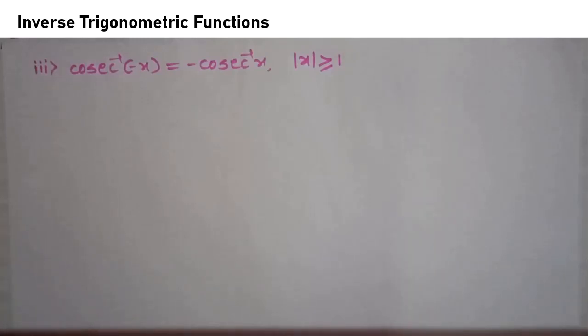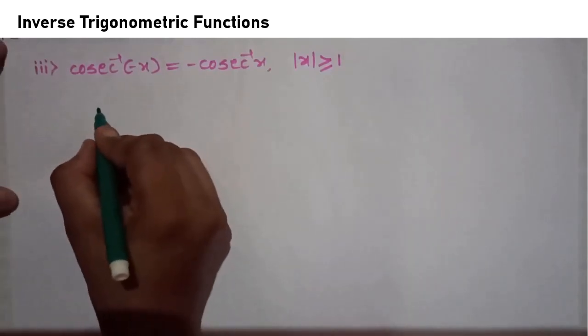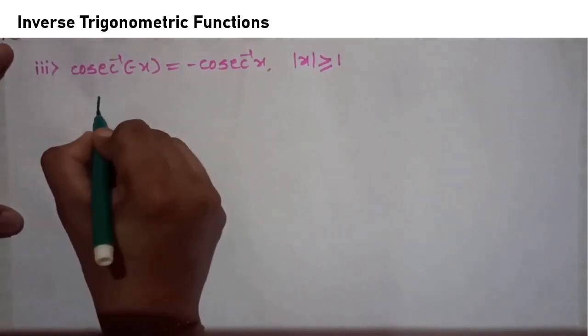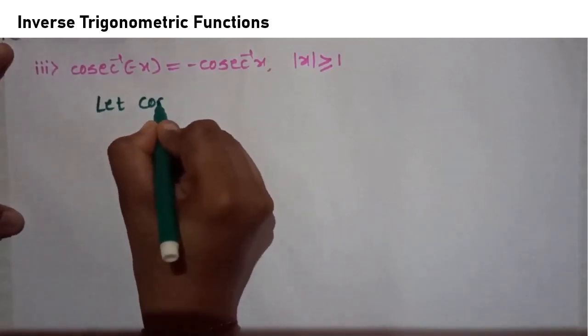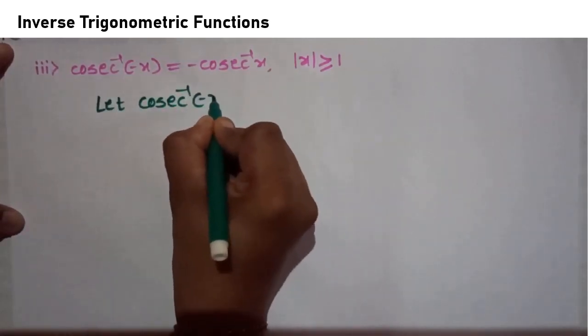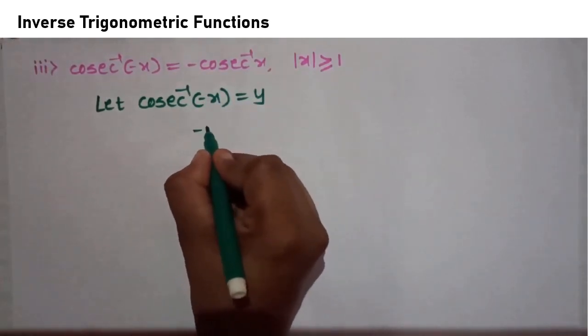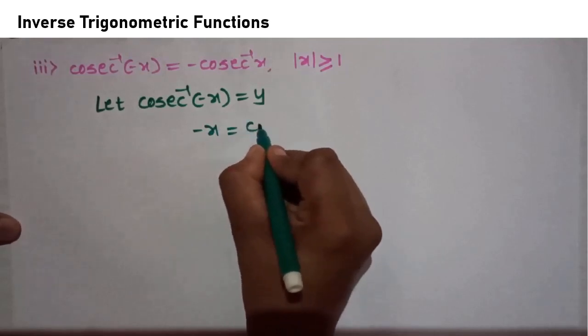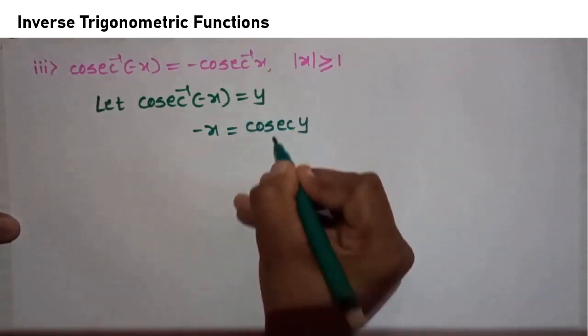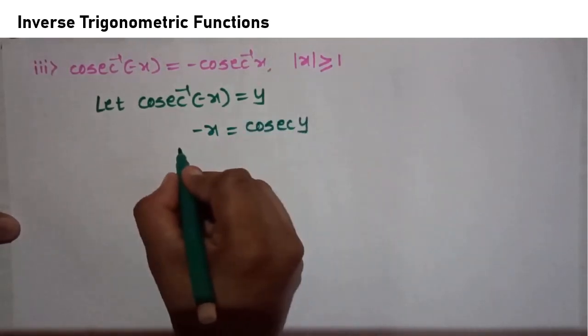So again, how to prove this property? Again let me consider cosec inverse of minus x is equal to y. Therefore, we can write minus x is equal to cosec y. Again multiply both sides by the negative sign.